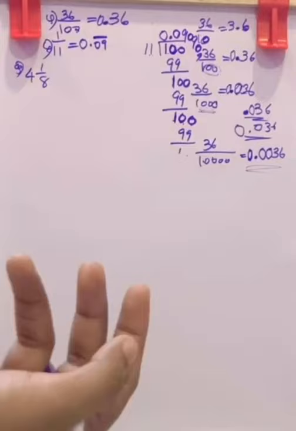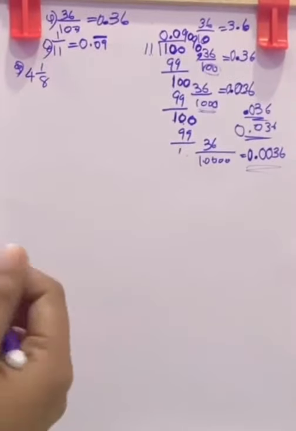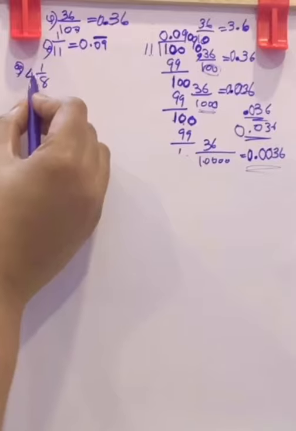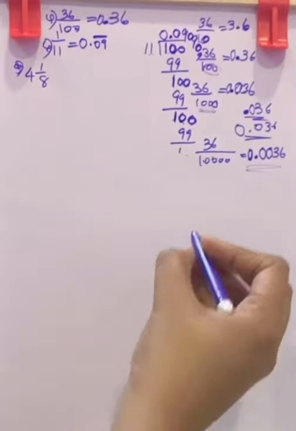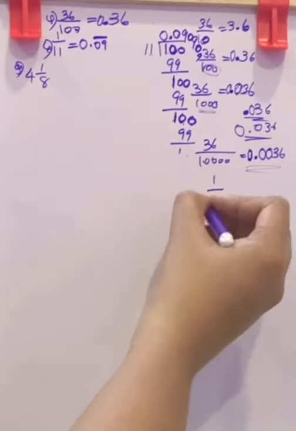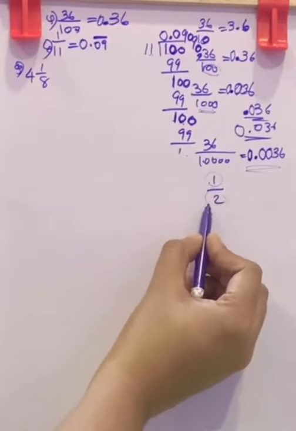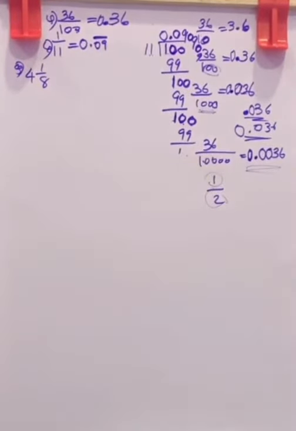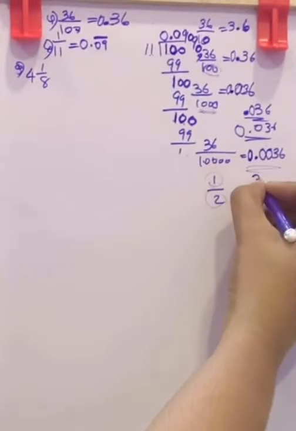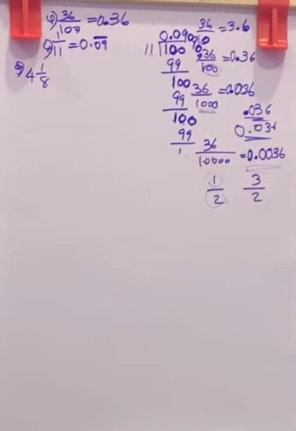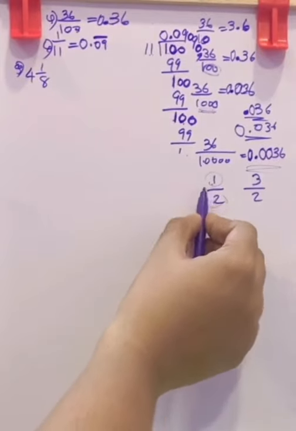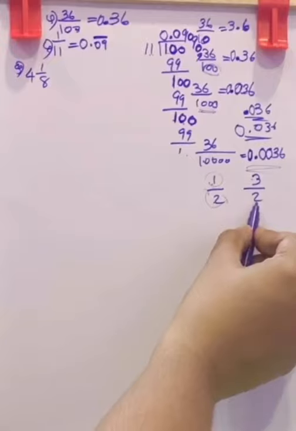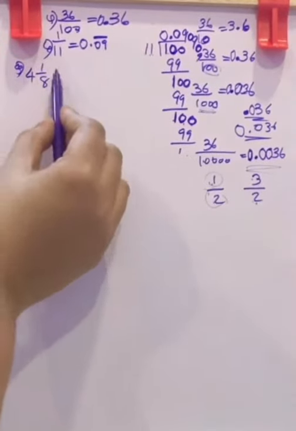Do you remember mixed fraction, proper fraction and improper fraction? Mixed fraction means there is a whole number here and a fraction along with it. Now what about improper and proper? Proper means numerator is small and denominator is big. Improper means numerator is big and denominator is small. This type of fraction, with a whole number and a fraction, is a mixed fraction.